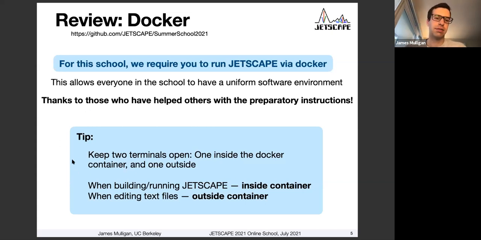I want to give a tip on how I personally run these things when I'm using Docker. Usually I keep two different terminals open on my machine. One terminal I keep running inside the Docker container, inside this partitioned JETSCAPE-specific software environment. And I keep another terminal next to that, which is outside the Docker container, so I can run whatever software is on my laptop. When you're running a command inside the Docker container, it doesn't know anything about what software you have installed on your own machine. Similarly, if you're running commands on your own laptop in a normal terminal, it won't know anything about the software that's inside JETSCAPE. So you always need to be aware: which command do I want to execute in which location?